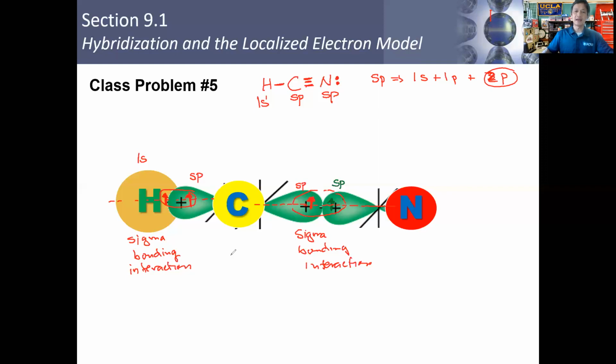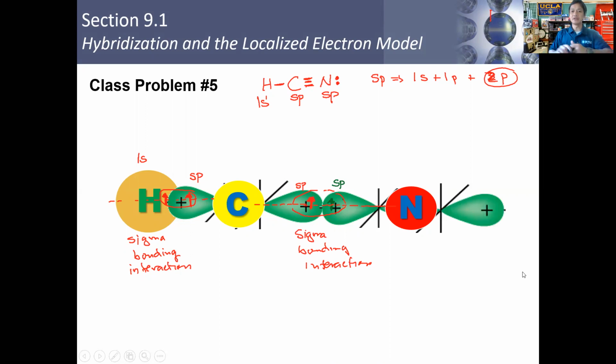So carbon then has two p orbitals. I'm sorry, there's the other sp hybrid orbital. Let me go ahead and take care of that one really quickly. There is the other sp hybrid orbital from nitrogen.